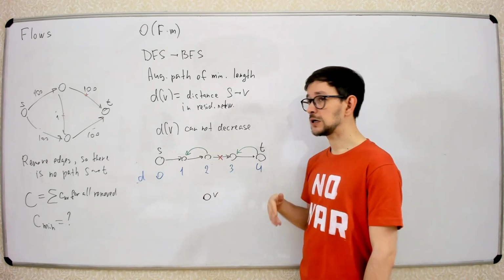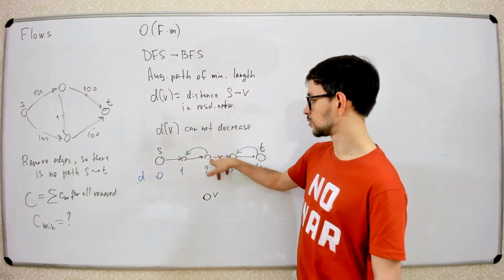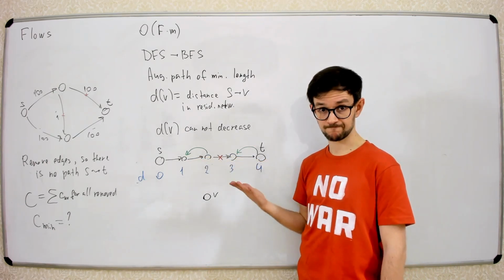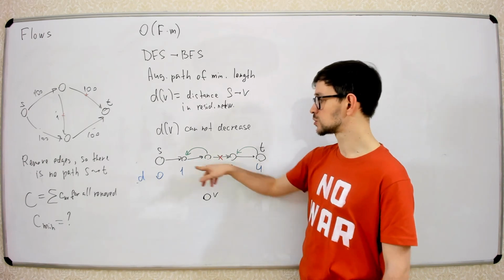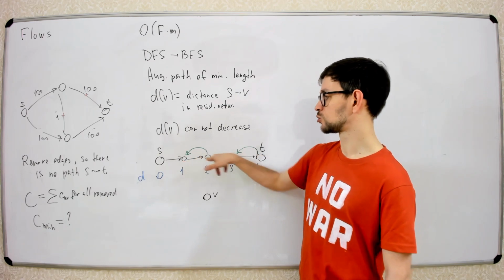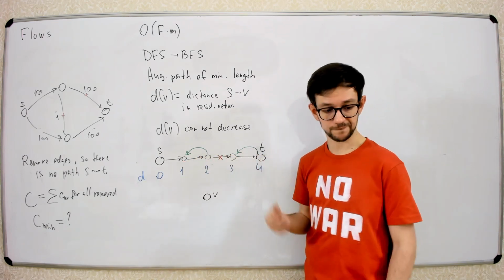So basically, any edge which goes from the farthest node to the closest node cannot be used in the shortest paths. In shortest paths, you only use edges which go from closest nodes to the farthest nodes. Obviously.